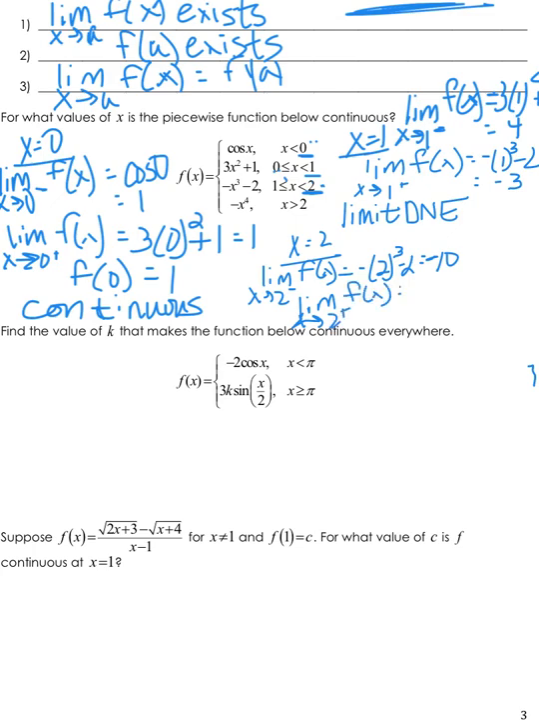And that's going to be the last piece of the function. So negative 2 to the 4th is negative 16. Obviously, the limit does not exist. So therefore, our function is not continuous at 2.